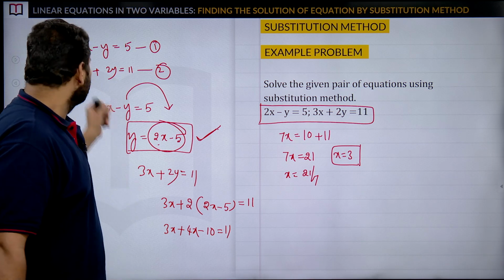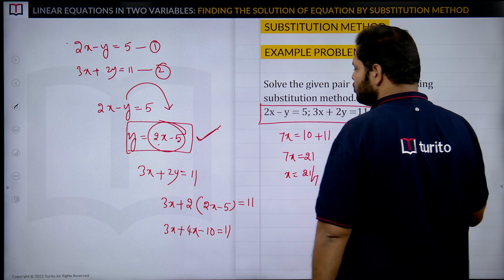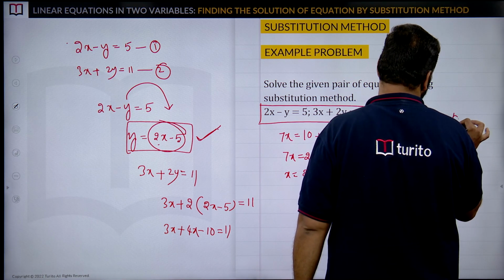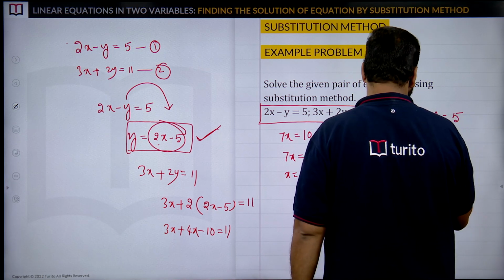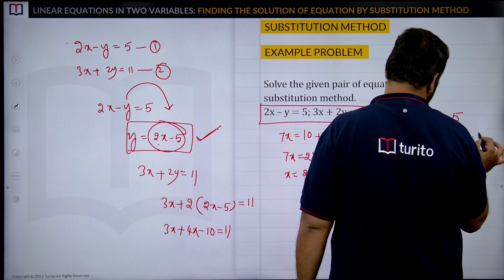Better I will go for equation 1, because equation 1 is a simple equation, so the calculation is also simple. So what is equation 1? 2x minus y is equal to 5. So the x value is 3, so we can write 2 into 3. So this is minus y is equal to 5.